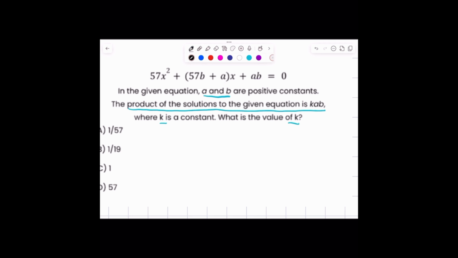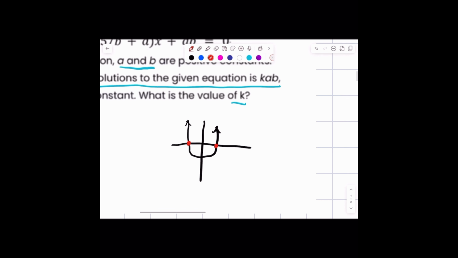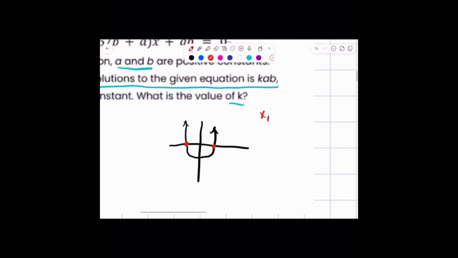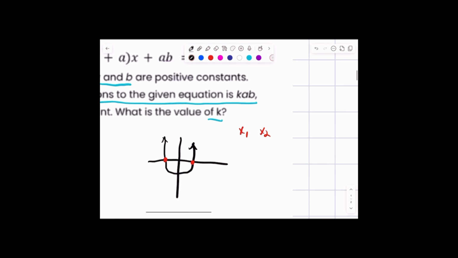What does that mean? So a solution is when the graph intersects the x-axis at whatever point. So it could be over here, for example. And this will be our solutions. We can call these points x1 and x2. These are what these are typically called, but you can call them anything. And specifically, it says the product of solutions, that being our x1 and x2, the product, is equal to KAB.